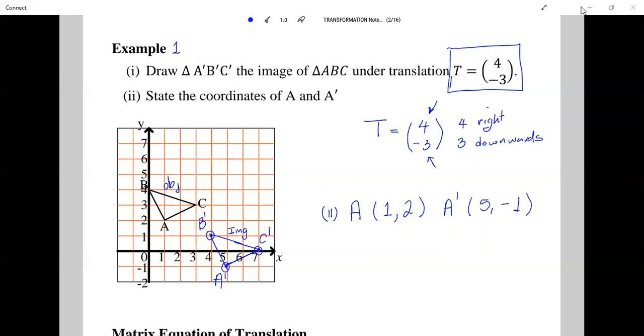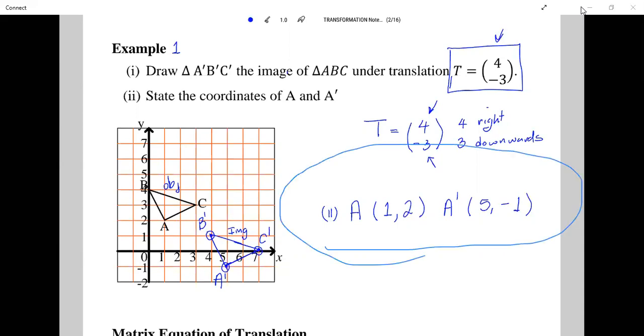Now what I want you to do is to do the same thing I just did. I want you to move the shape according to the translation vector here, which is telling me to move the shape 4 units to the right and 3 units down. That's what I want you to do before we move on to the next section.